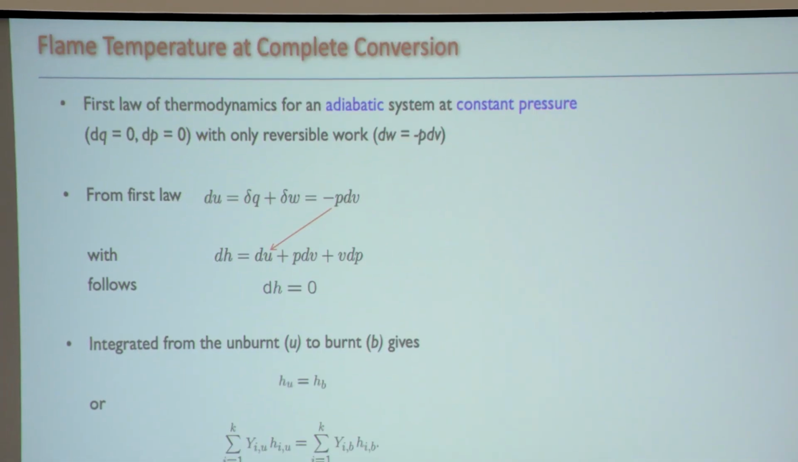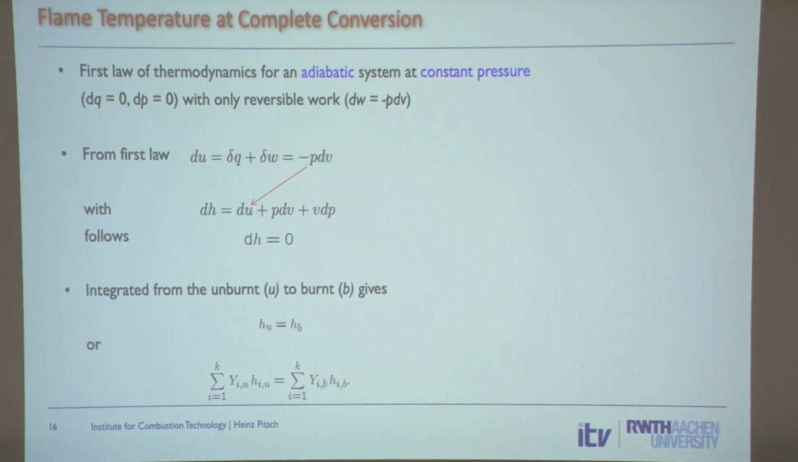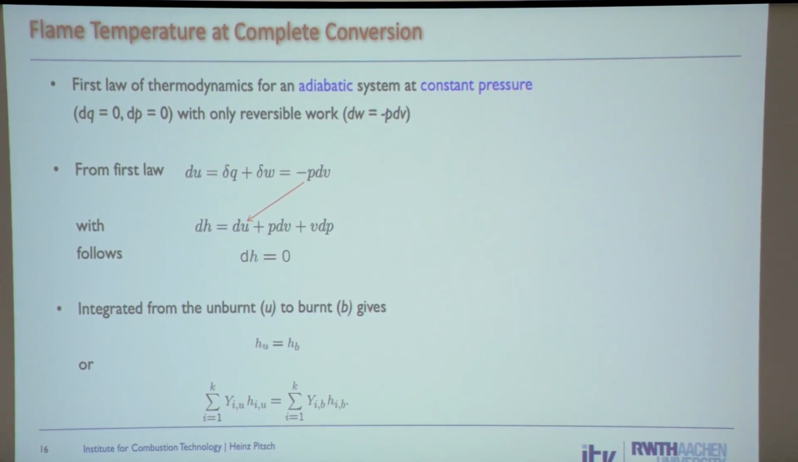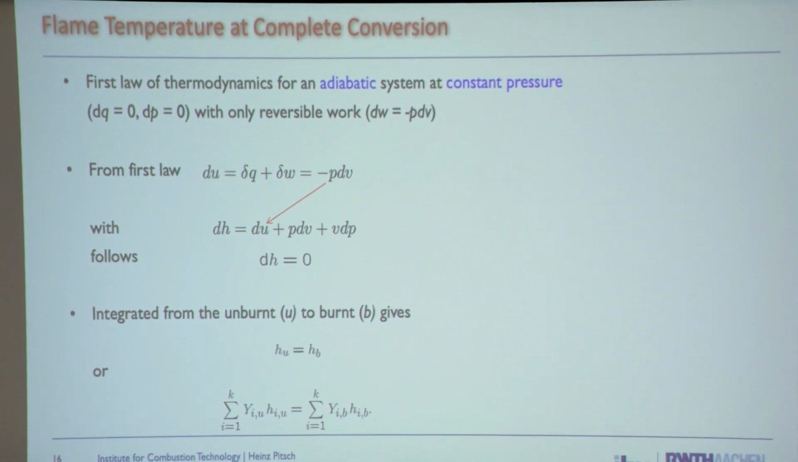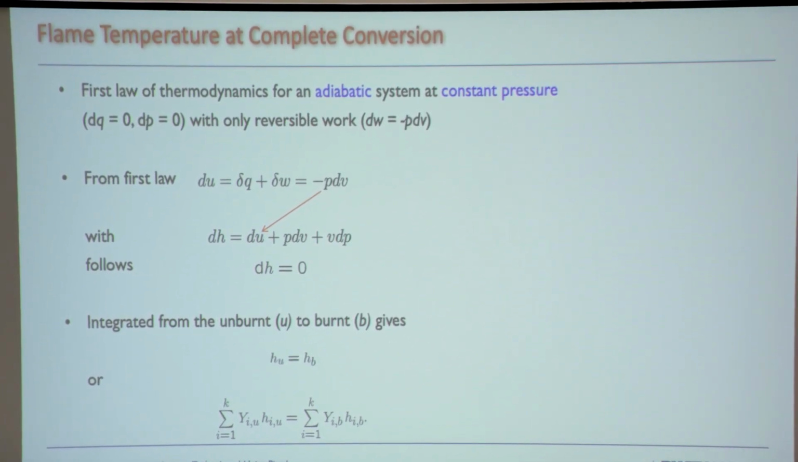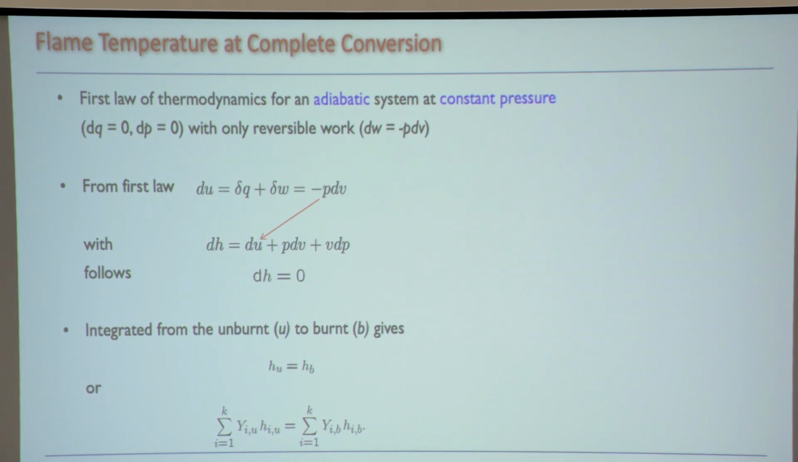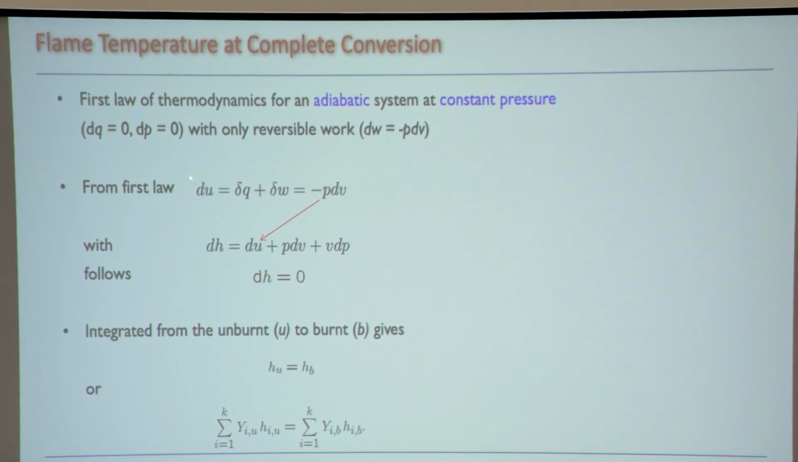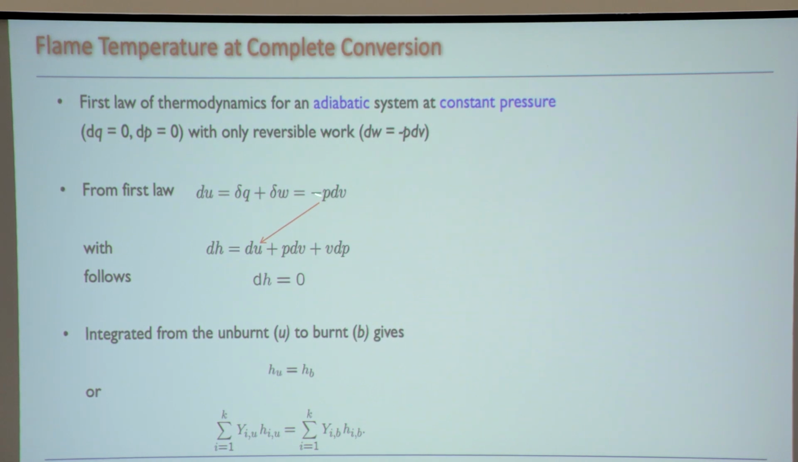Okay, good. So this was just introducing a few terms. Now we're going to compute the adiabatic flame temperature. What is the temperature in a flame after combustion, at complete conversion? That's the assumption now. And so again, we write the first law. Here, du is dq plus dw. It's supposed to be adiabatic, okay? No heat loss. Then dw is just minus pdv.